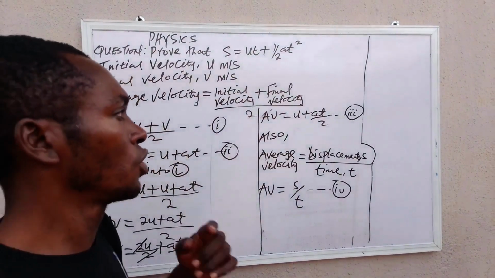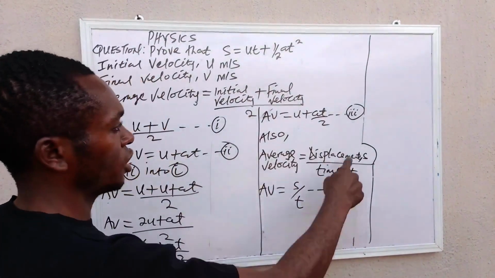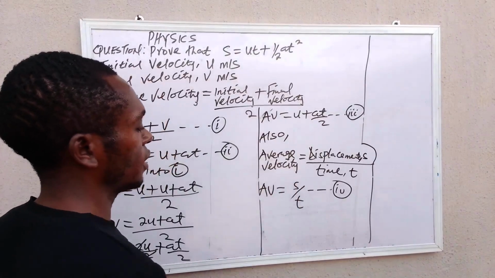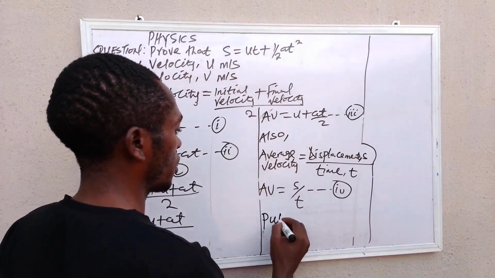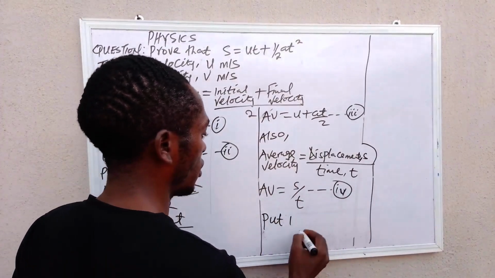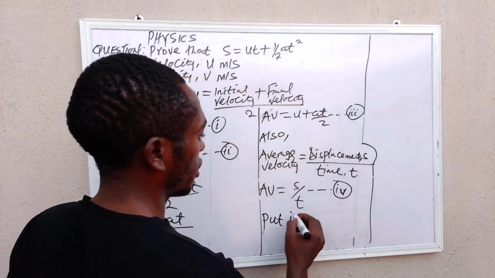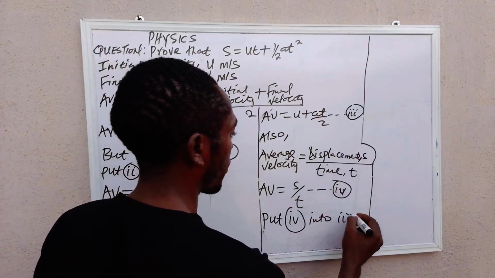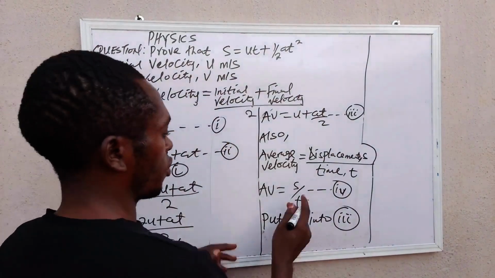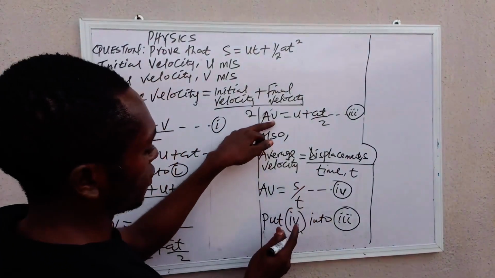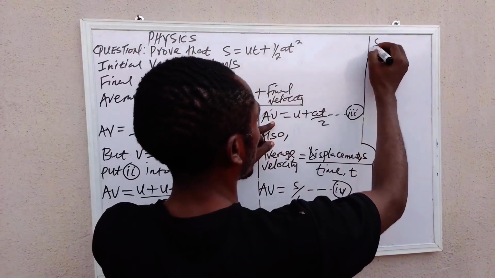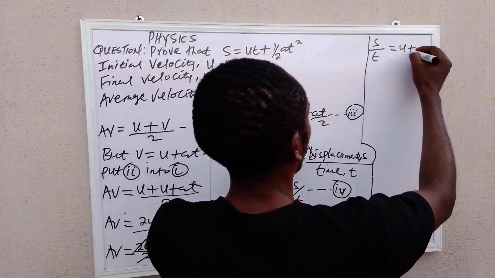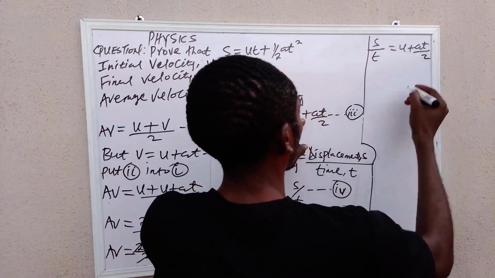Now, what we do next is this. We are going to put IV into III, meaning where I see AV, instead of AV, I'll write S over T. So if you put this, instead of AV, I'll be having S over T, which will be equal to U plus AT over 2.